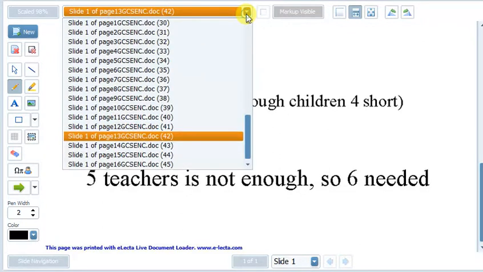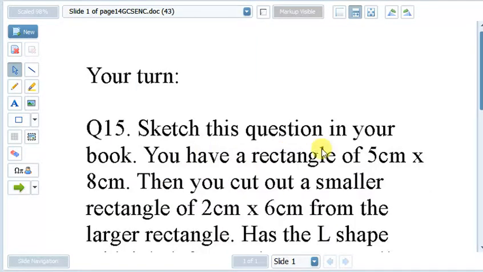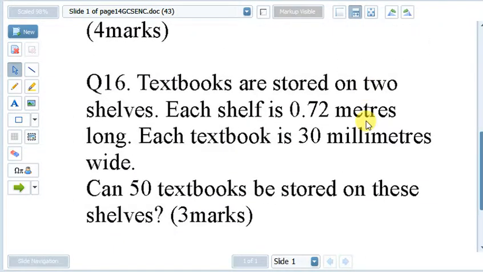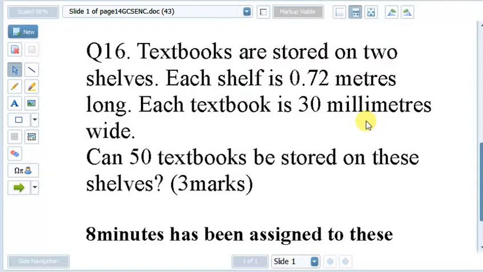Okay, so we've just got time for one more question. Question 15 will take too long, so if we have a go at question 16. Textbooks are stored on 2 shelves. Each shelf is 0.72 metres long and each textbook is 30 millimetres wide. Can 50 textbooks be stored on these shelves? Okay, so have a go at this question and good luck. I'll give you 3 minutes to have a go at this question.